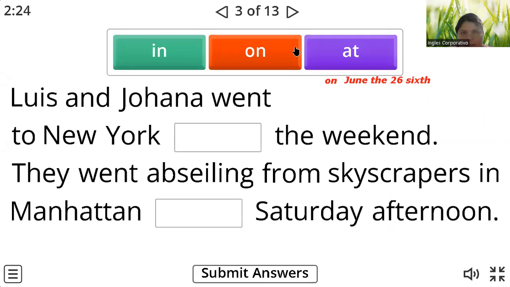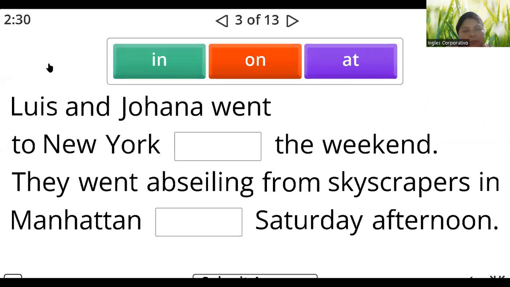Let's see, volunteer, who wants to start? Luis and Johanna went to New York in the weekend. Uh-huh. What do you think, guys? Luis and Johanna went to New York in the weekend. In. Sure. Yes. In the weekend.